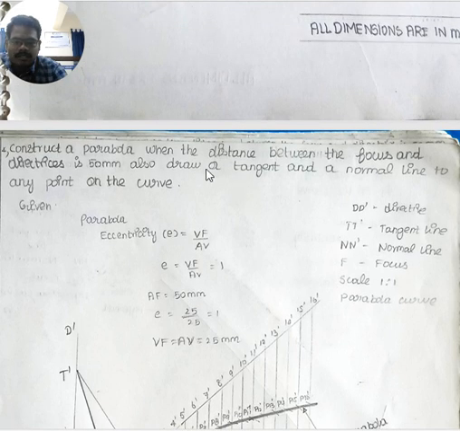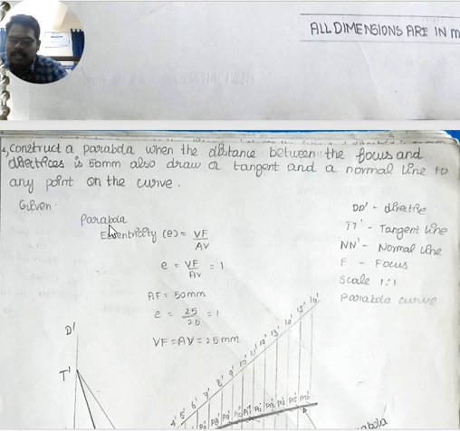So what data is given? They have mentioned a parabola, that is one data. Another data is the distance between the focus and directrix is 50 mm. So there are two data given. By using these two data, we have to draw the parabolic curve.